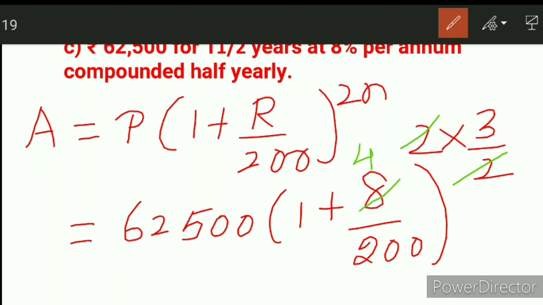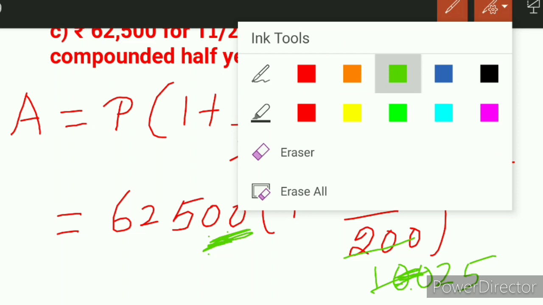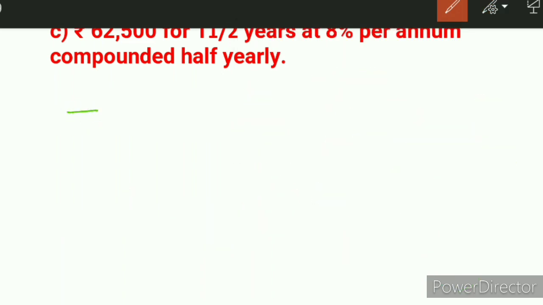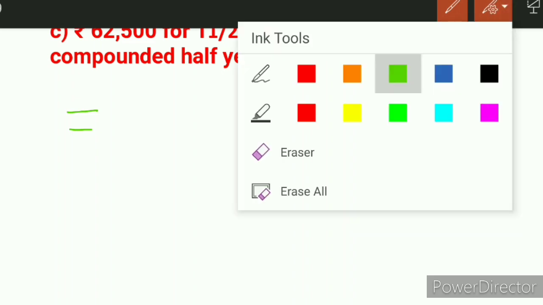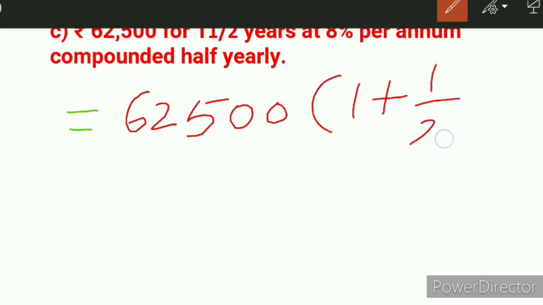And these two, numerator and denominator, 8: 2 is 4 times, and here 200 is 4 times 25. We can do it directly by 4. I have cancelled the fraction 8 by 200. Remaining inside the bracket is 1 plus 1 by 25 whole to the power 3. The principal remains the same. That is equal to 62,500 into 1 plus 1 by 25 whole to the power 3.